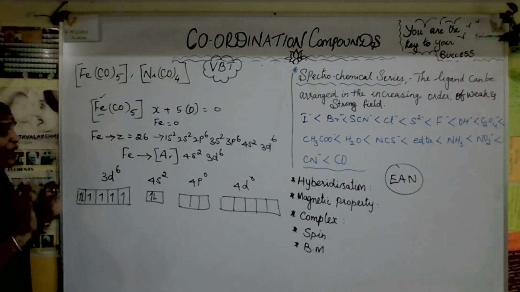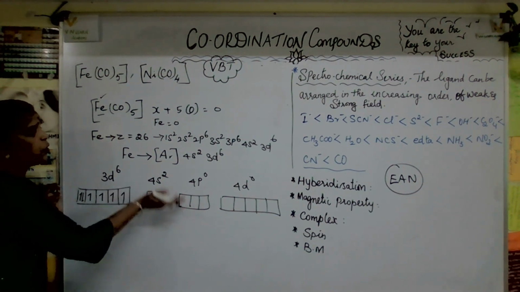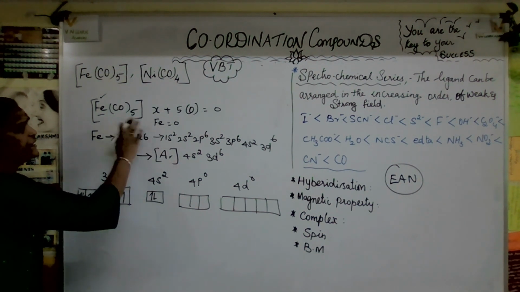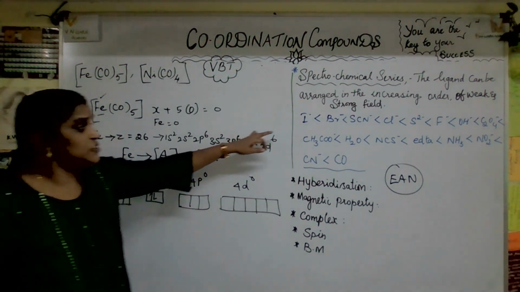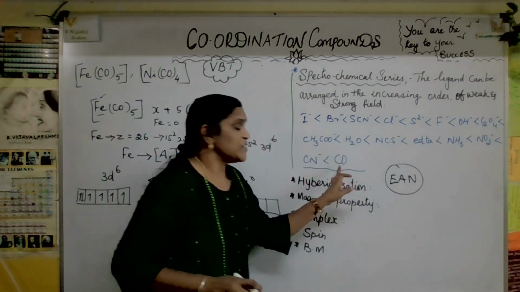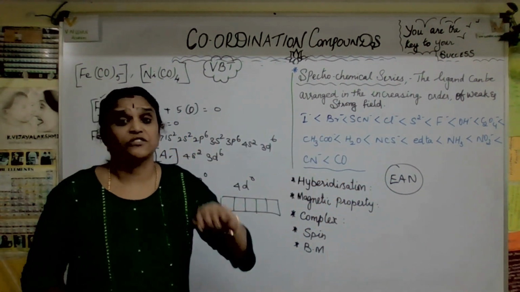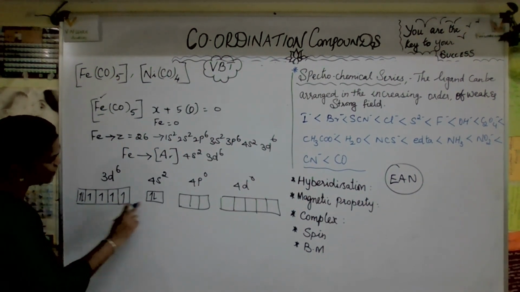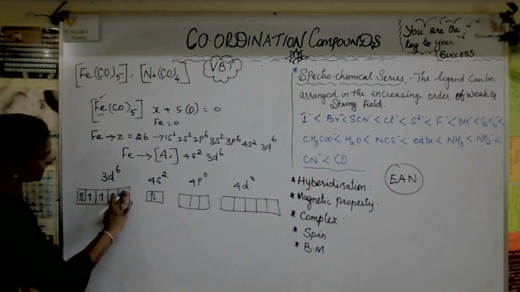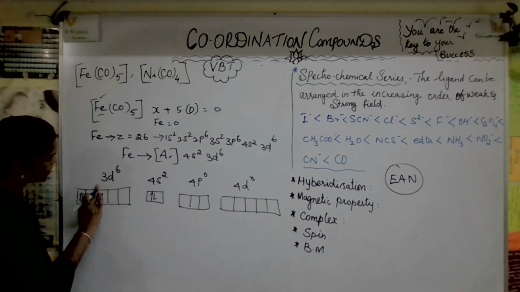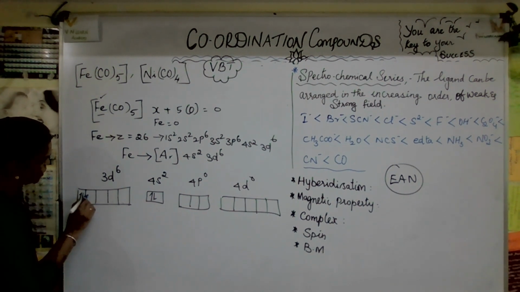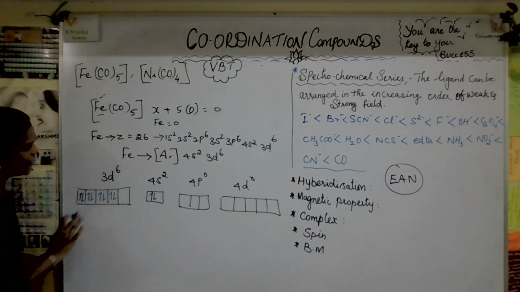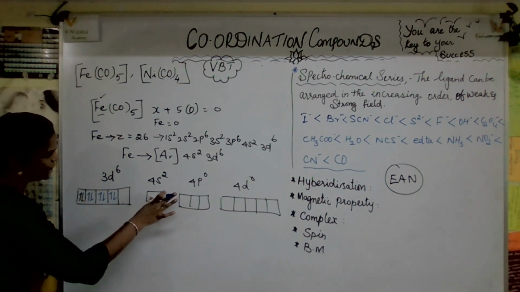Now we have to identify where to fix the ligands. Here the ligand is CO. Check where CO is: it is the last one, which means a strong field. A strong field can pair up the electrons. So the 4 unpaired electrons are paired with the 2 already paired electrons. Now there are 8 electrons, and we have paired all 8 here.